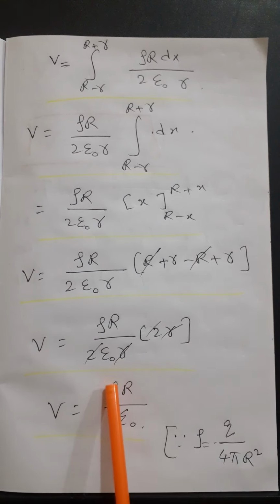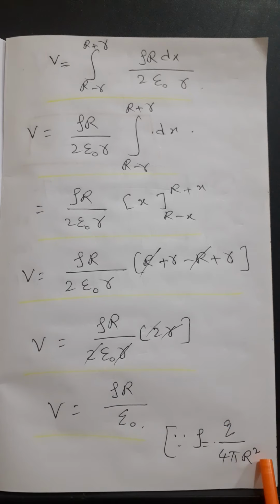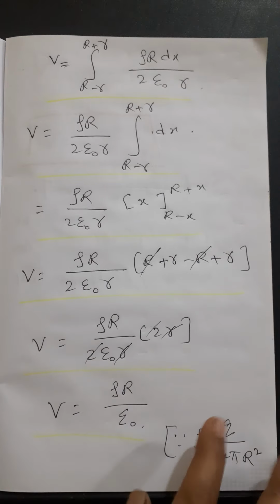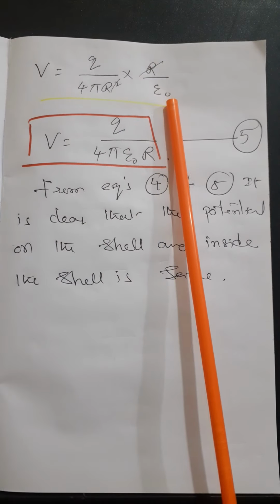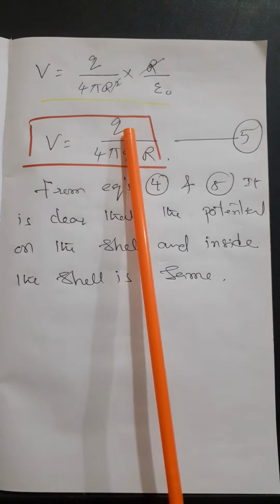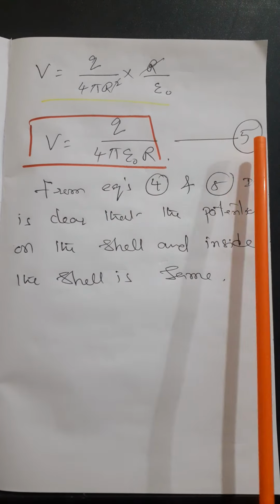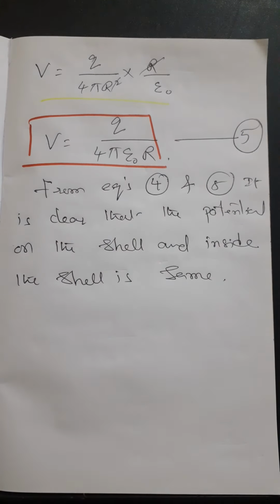Again, rho value we already calculated: rho is nothing but the total charge divided by the total surface area. The total charge is Q, and this is a sphere, so the sphere area is 4 pi R square. Substituting this value into the equation, it becomes Q by 4 pi R square into R by epsilon naught. So V is equal to Q by 4 pi epsilon naught R. This is equation number 4, and this is equation number 5, which is the same as equation number 4.